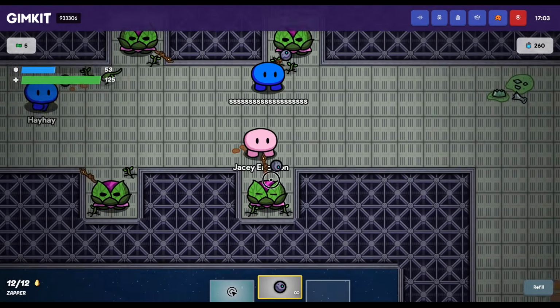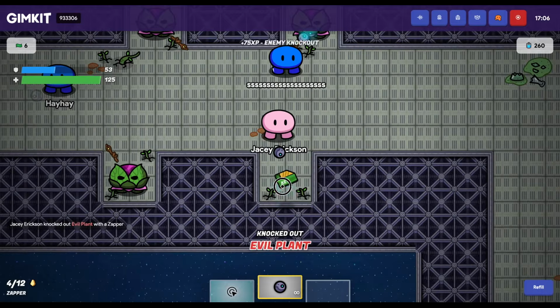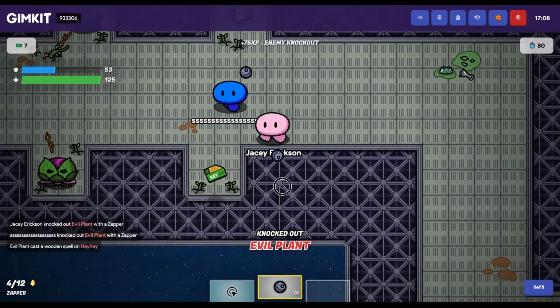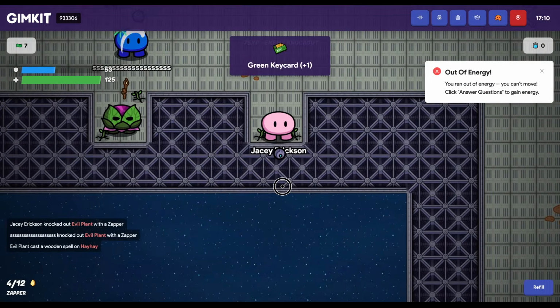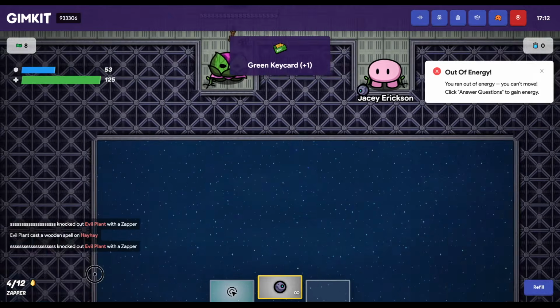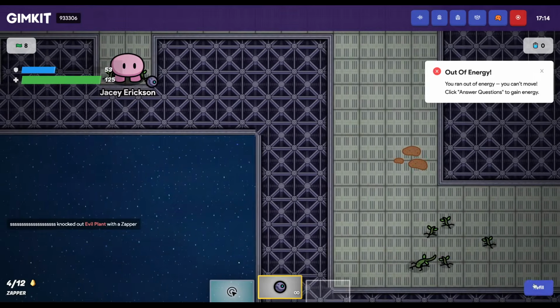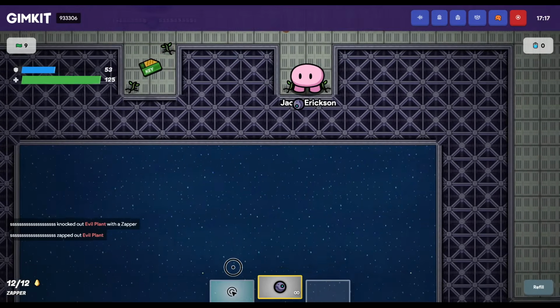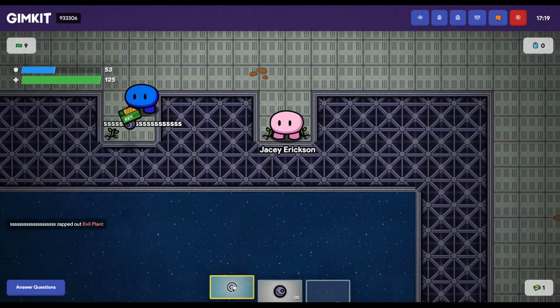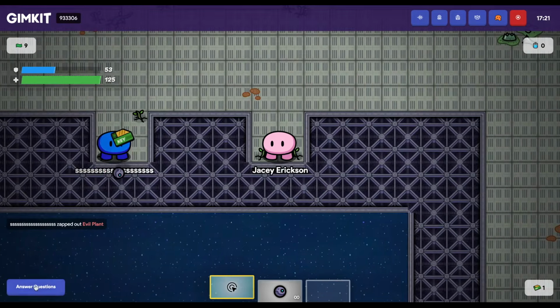I can see that I've only got 300 energy left, and this is not a good place to lose energy because those plants respawn. And I'm out of energy here, and I need to answer some questions before those plants respawn so I don't get taken out again. So I'm going to answer some questions here.